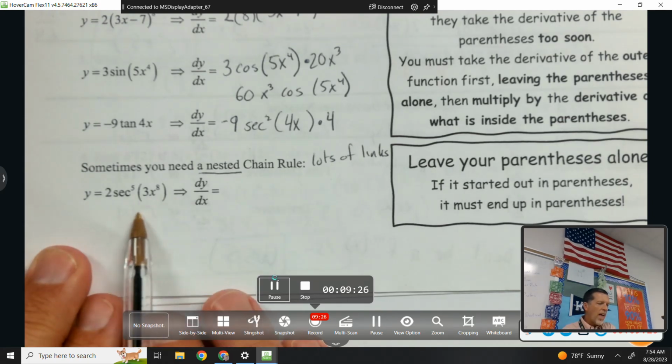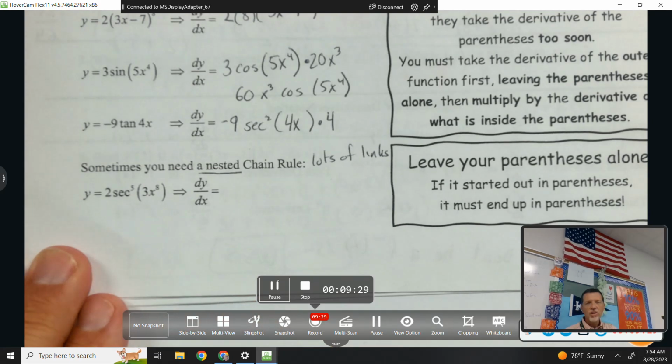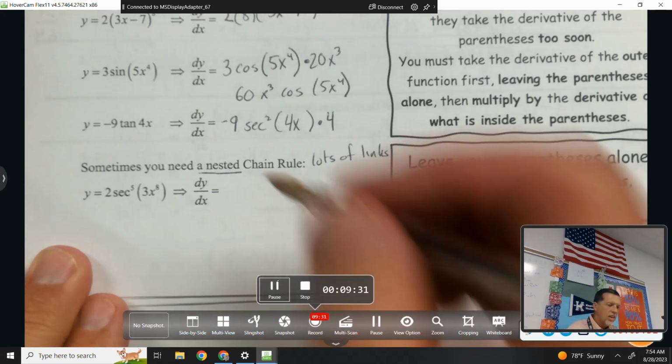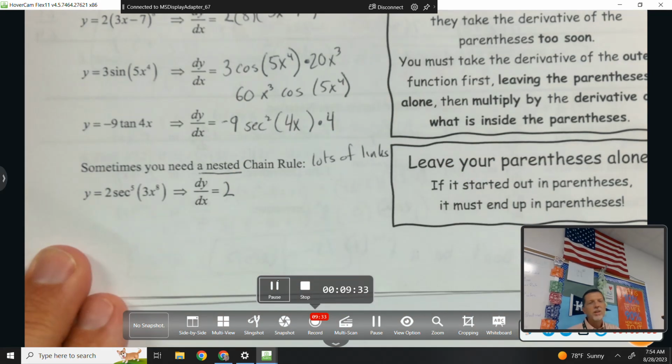What's the outermost function here? Okay, well, that was not really a function, but that's fair. I'll write down the 2. That's the constant out front.